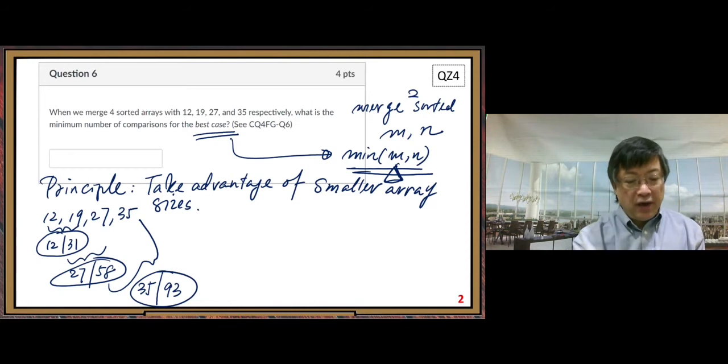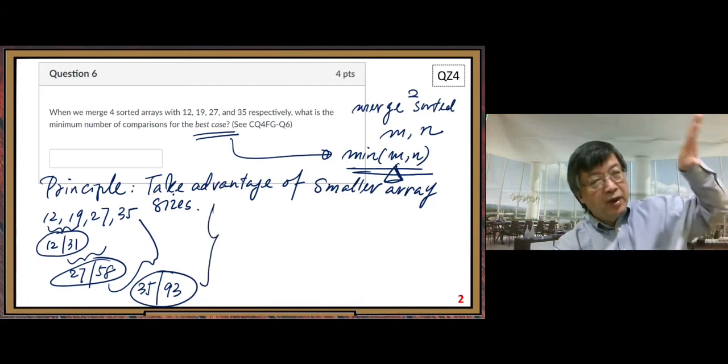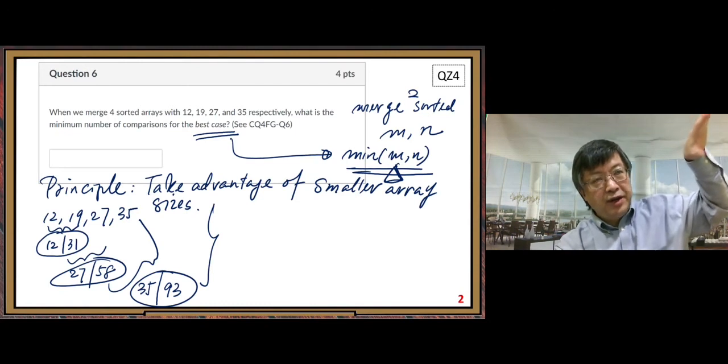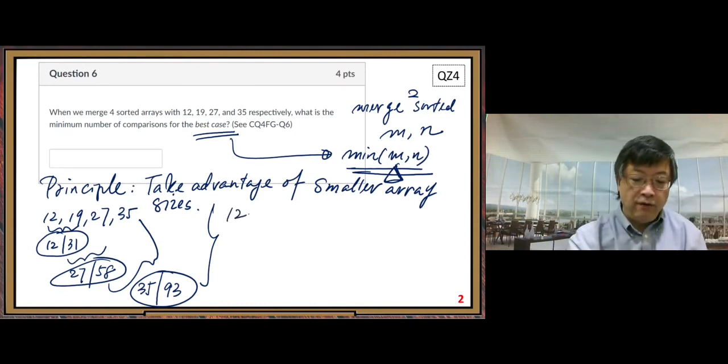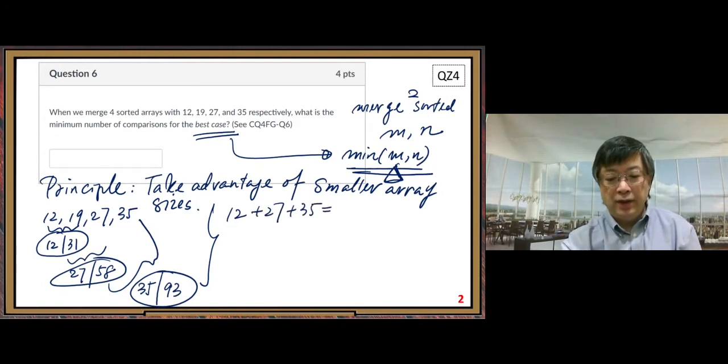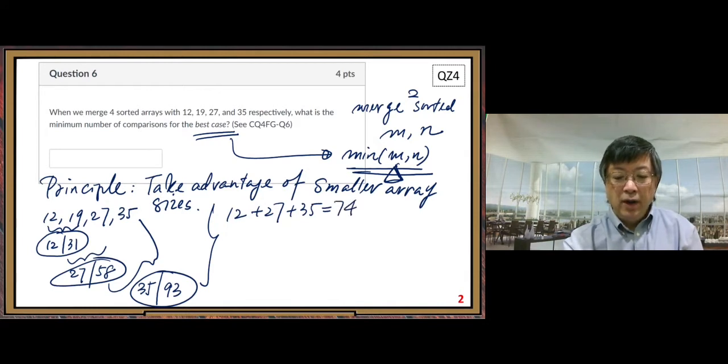Finally, we need to calculate the total number of comparisons we need. So we use the left-hand side numbers: 12 plus 27 plus 35. So you can see, 74. But we don't know if this number is the best, right? We don't know it.